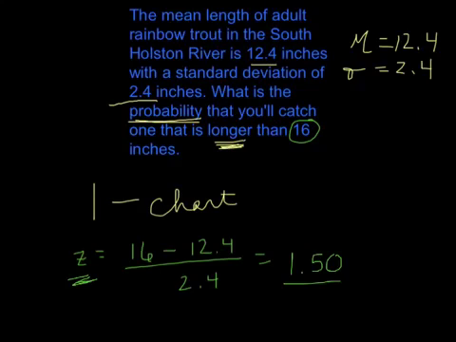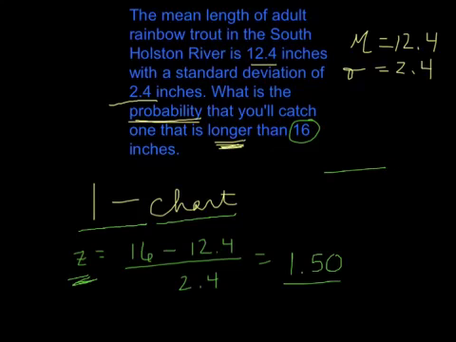And we're going to go to the chart, but remember, the chart value tells us the probability of catching a fish less than 16 inches. We have to take the complement of that to get the probability of catching one greater than 16.